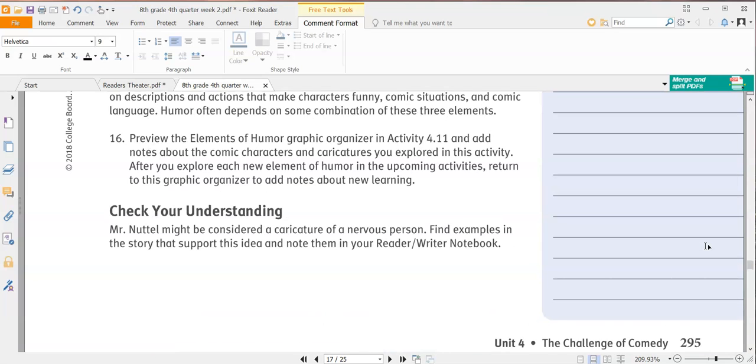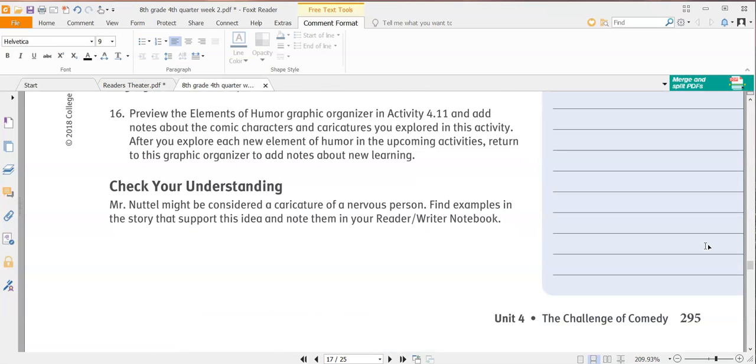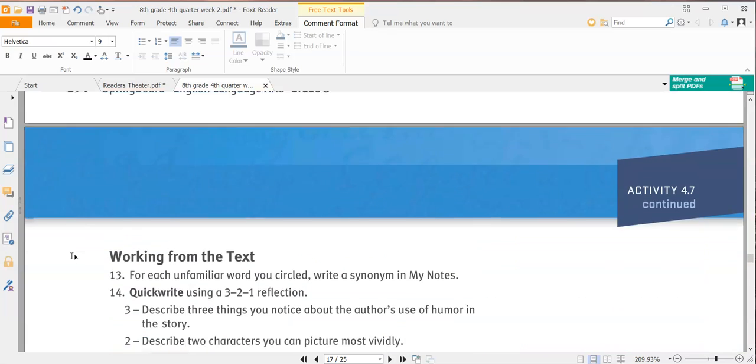Then we have Check Your Understanding. Mr. Nuttall might be considered a caricature of a nervous person. Find examples in the story that support this idea and then note them, not in your Reader-Writer notebook, but here underneath the Check Your Understanding section. And that's all there is for Activity 4.7.